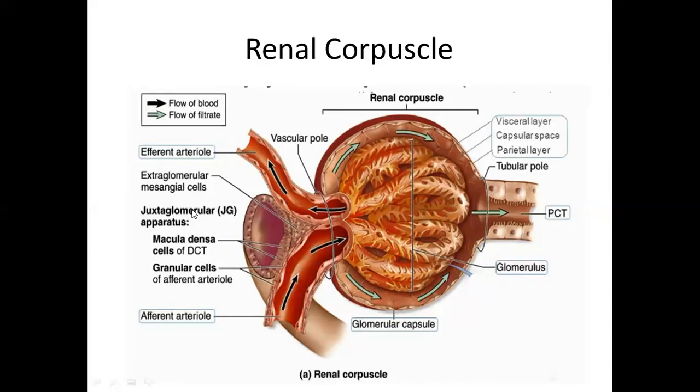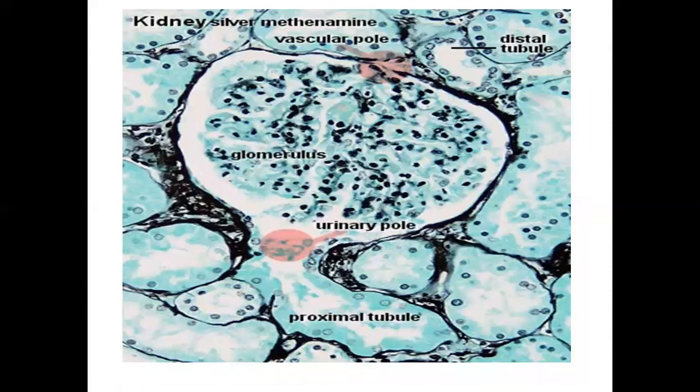In this histological micrograph, now look at this silver stained kidney slide, where the central part is the glomerulus. Around this is the capsular space, and the place from where this tuft is emerging is termed as vascular pole, and the other side, where the proximal convoluted tubule is connected with the capsular space, is termed as the tubular pole or urinary pole.